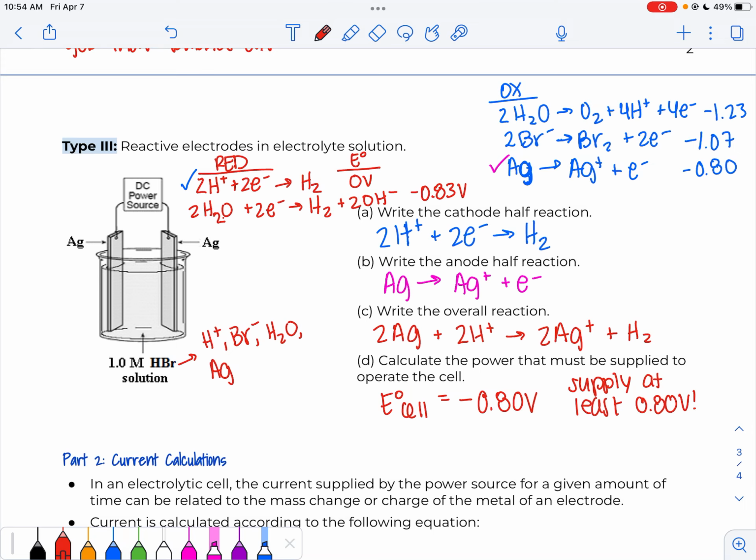All right, so those are our three types of electrolytic cells. I put a couple of practice problems in the homework assignment that you're going to use to run through this practice set again, just using the notes that I gave you. But I do want you to be able to do these processes on your own based on being able to recognize what type of electrodes you have and what type of solution they're sitting in.